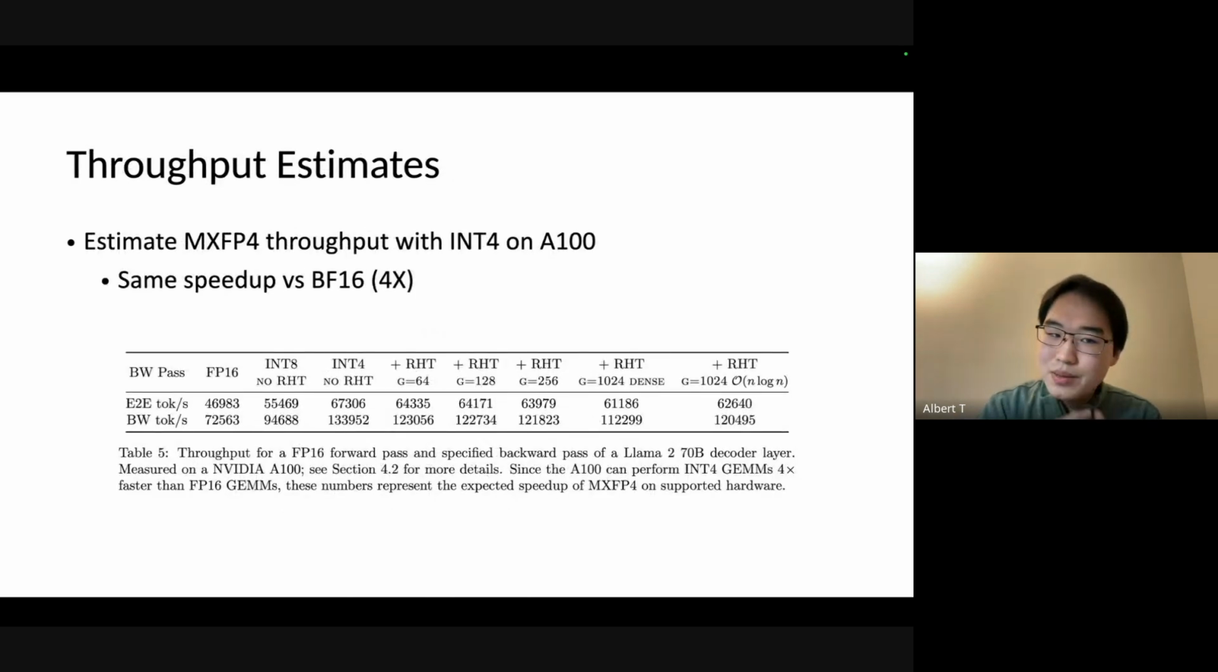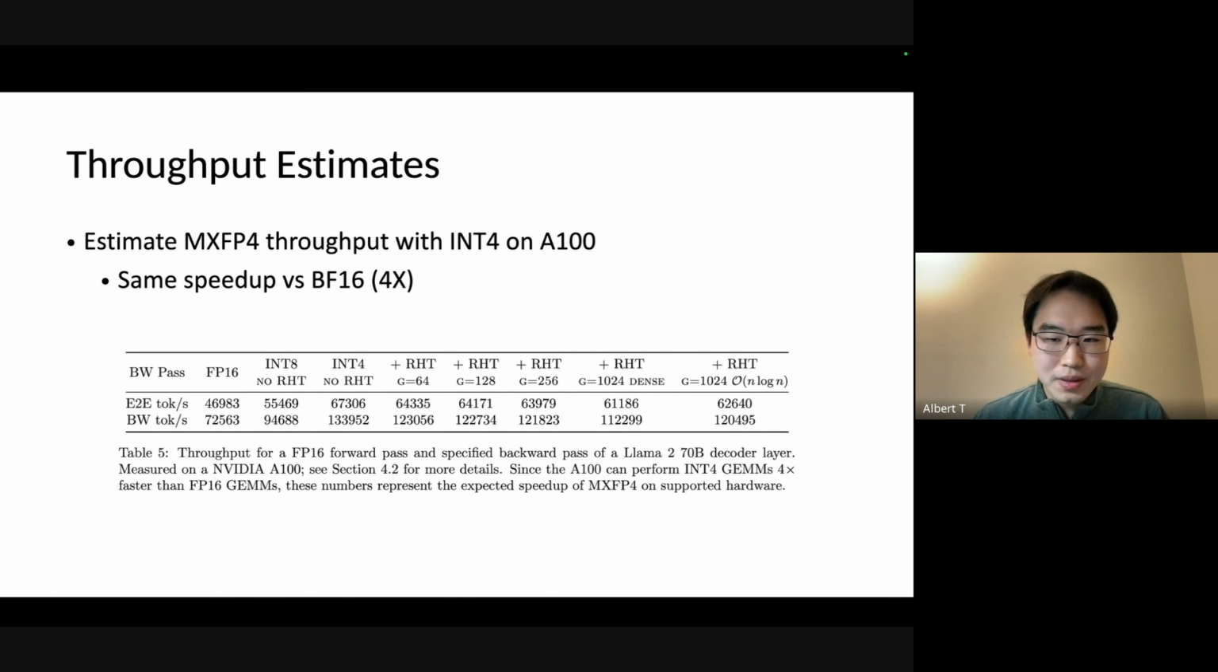And then finally, we did some throughput estimates. We estimated the FP4 throughput by looking at INT4 on an A100. It has the same speedup versus BF16, which is what we care about. And if we look at the end-to-end tokens per second, this is for Llama 7B, one decoder layer. You get very little performance hit from doing the RHT. And it is essentially memory bound up to about 256, right? So without the RHT, INT4 is about 134,000 tokens a second. If you add the RHT for smaller group sizes, it goes down to about 120,000 tokens a second.